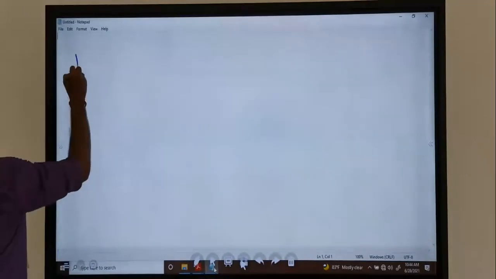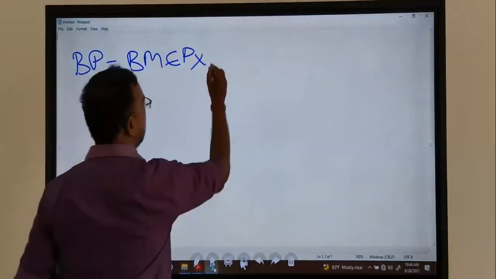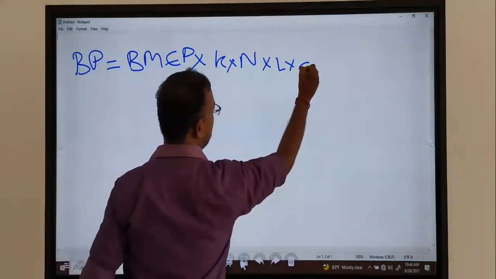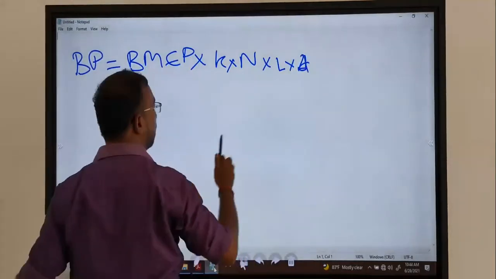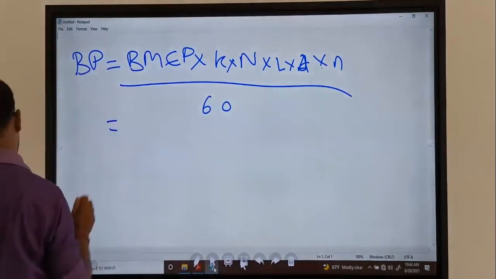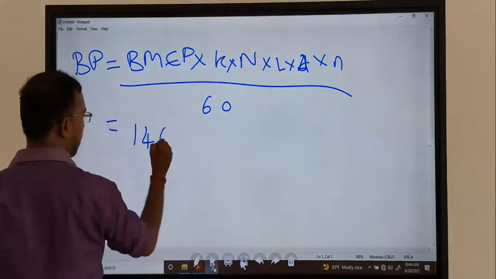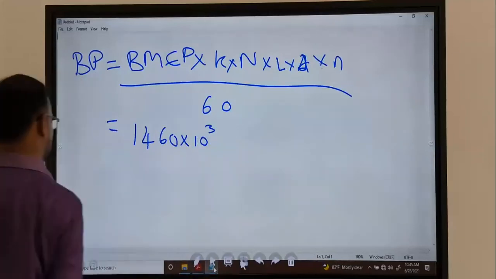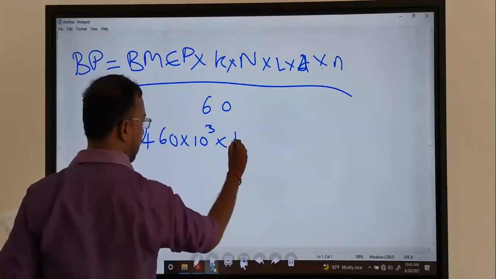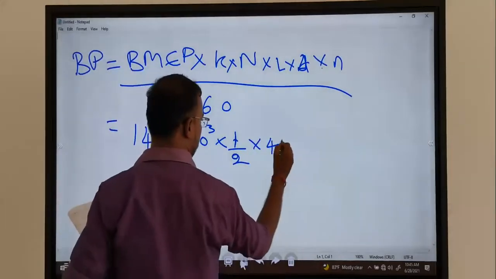So the brake power equals brake mean effective pressure into K into N into L into A into N, divided by 60. The brake mean effective pressure is given above, 1460, so we can change to Pascal, 10³. And K is half, because this is a 4-stroke engine, and the number of cylinders is 4.